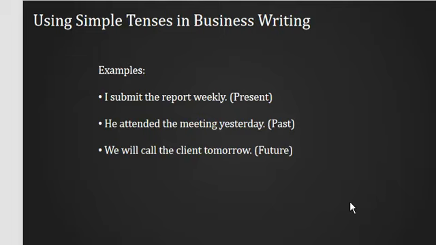Last but not least, simple future tense. Alright, use the simple future tense when talking about planned or promised actions. We will deliver the quotation by Monday, or I will update you soon. Simple tenses do not include any auxiliary helping verbs, which makes them easy to form and understand.